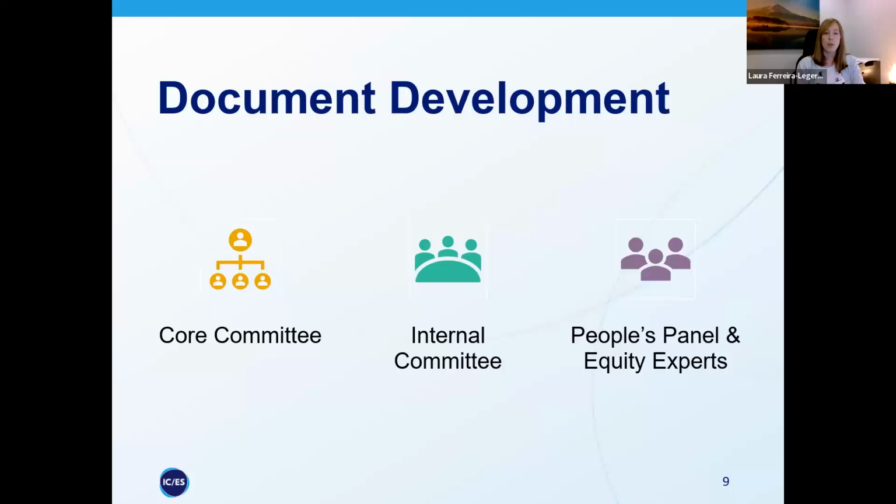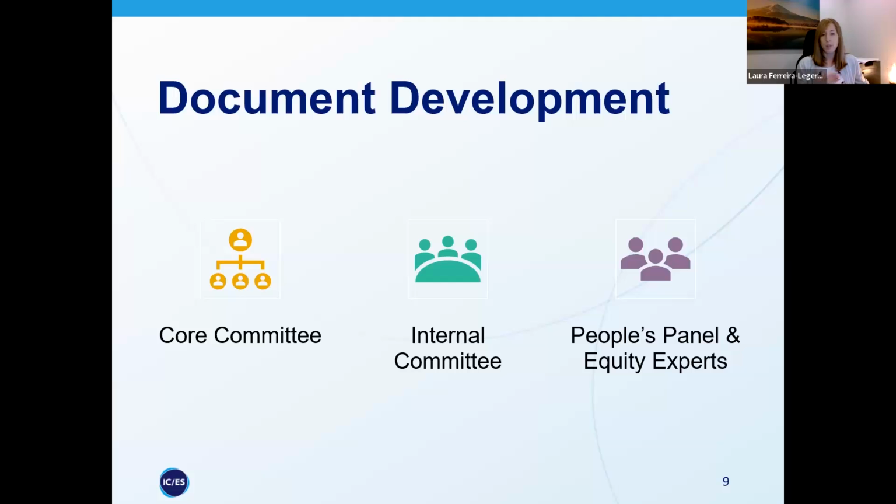So really, in terms of the document development, a little bit of internal details. Spearheading this group has been a core committee at ICES that has been put together to think about how this would look, the structure, and some of those more specific details. Informing this core committee is also a larger internal committee of ICES scientists who have worked in this area or have expertise in this area to provide further guidance on our directions. And then some work I'll be talking about later in the presentation is a people's panel, as well as some equity experts.